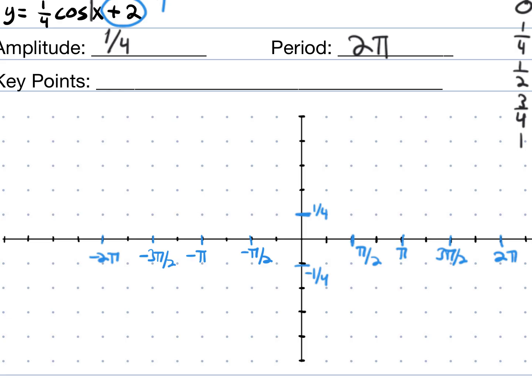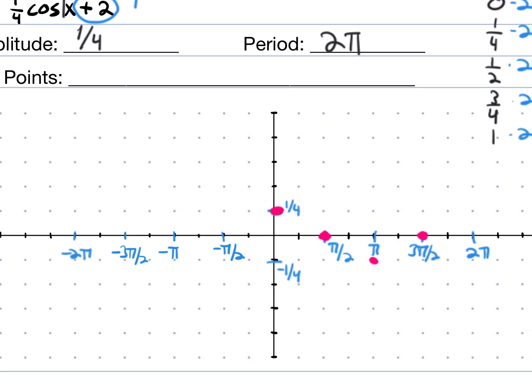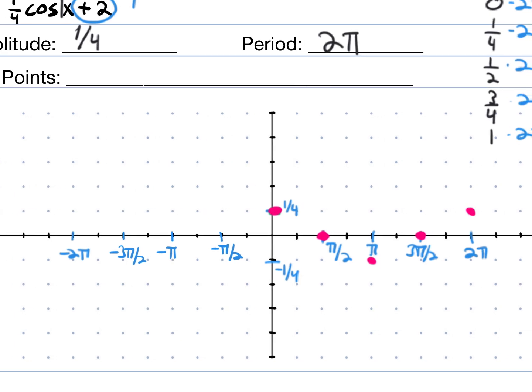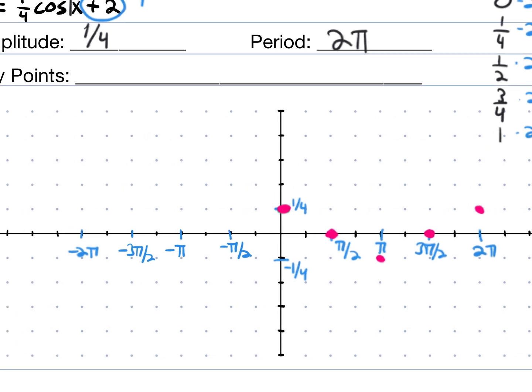Okay, this is a cosine function, so where is this going to start? Good, it's going to start at the top at 1/4. So I'm going to plot a point right there. And then our pattern, we're going to go down to the bottom, up, and then all the way back up. And then we're going to do that same thing in both directions. All right, so go down, back up to the middle, and then all the way to the top.